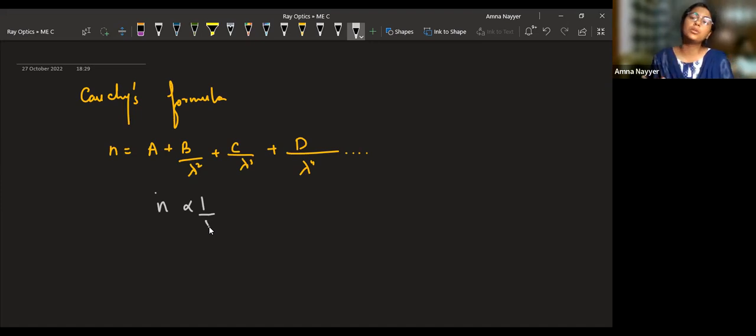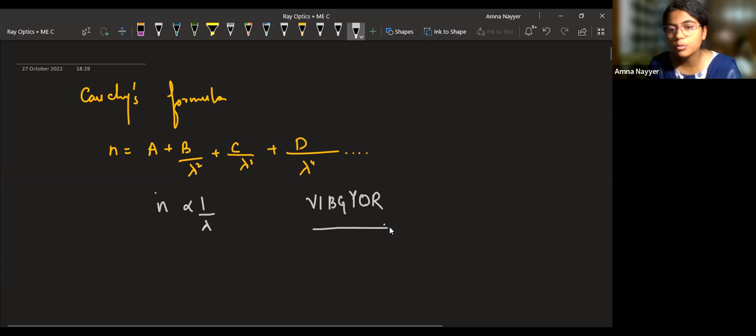So if n is inversely proportional to lambda, it means when a color has a higher wavelength, then what will happen to the refractive index? The refractive index value will be lesser. So among all the colors that you have, the VIBGYOR colors, violet, indigo, blue, which has the highest wavelength? Red. Good, Sara. Red has the highest wavelength.